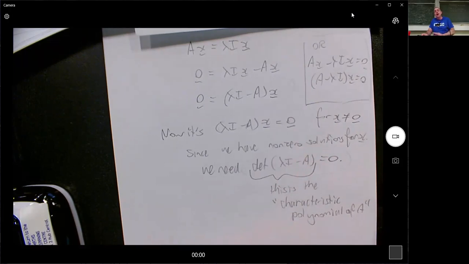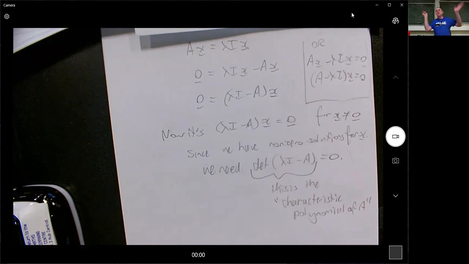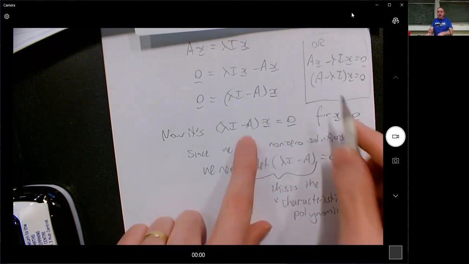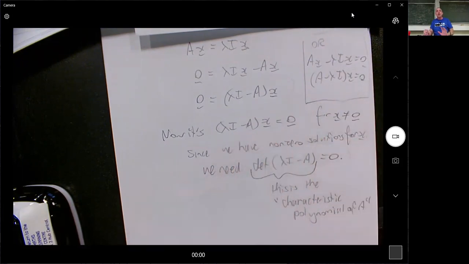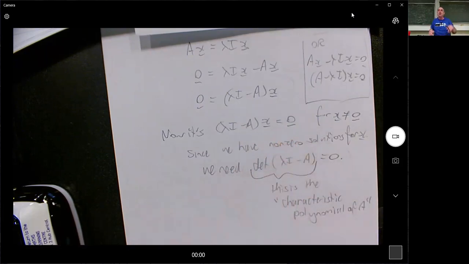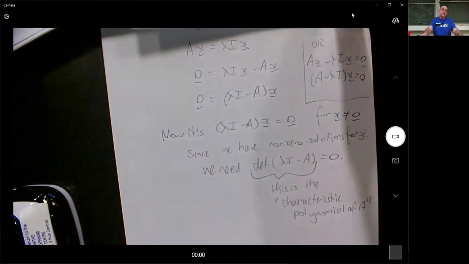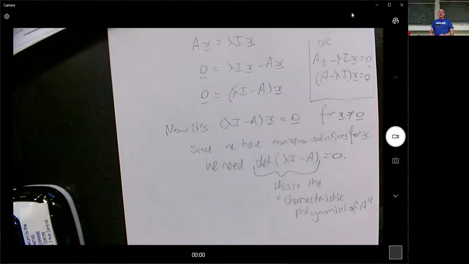And the only situation where you have to do it as lambda I minus A is to get the characteristic polynomial, because it's tradition for the characteristic polynomial to start with a plus. If you do it as A minus lambda I, it'll start with a minus. But other than that, it makes no difference whatsoever. If you're looking for eigenvalues or eigenvectors, you can do either one. Because it's equal to 0 anyway, multiplying it by -1 is not going to make a difference. Okay, so that's what eigenvectors and eigenvalues are, and that's how to find them.